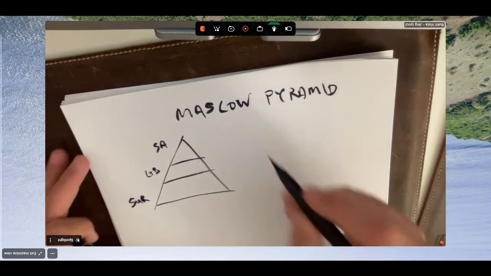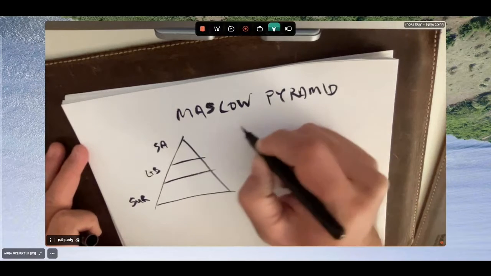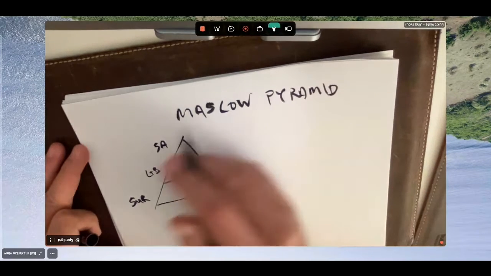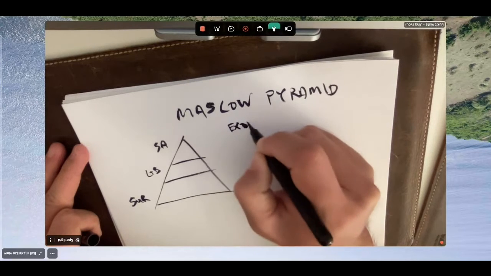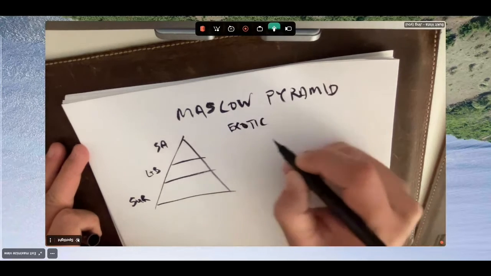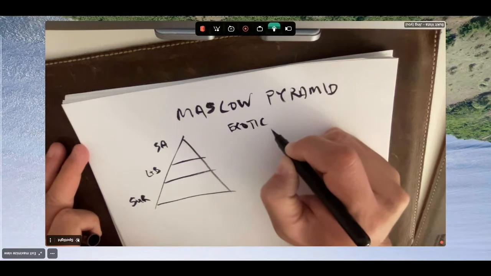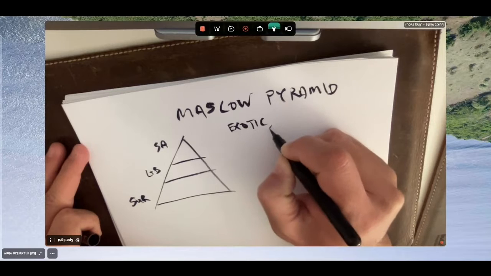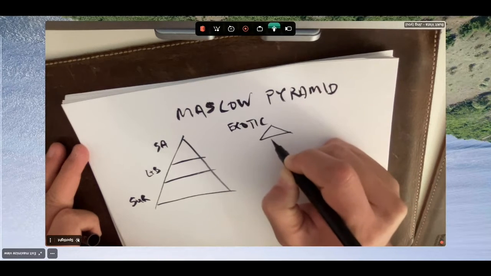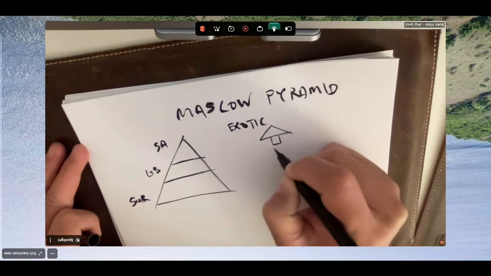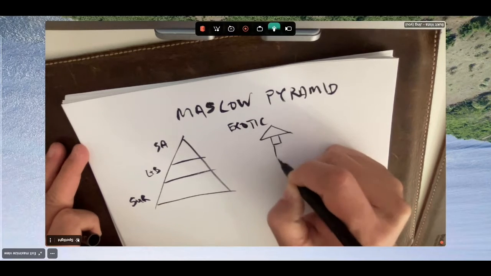So what we did before is that we saw that certain properties probably have different shapes of these pyramids. So let's say you have something that is an exotic property. Okay, so an exotic property probably has a Maslow pyramid that looks a little bit like this, right? So it's very fat up at the top. Maybe the love and belonging is not so strong, and maybe the survival part is also not so strong.